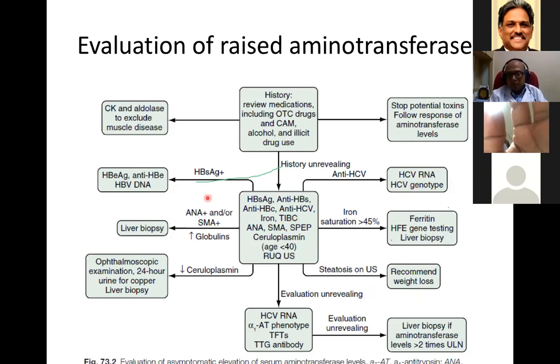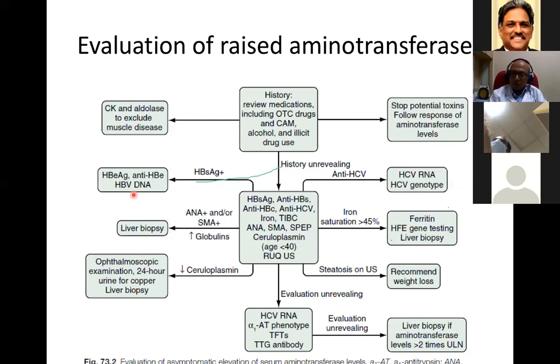And if they're HBsAg positive, then we go on to look at what stage they're in. One of the things that we do is HBe antigen and anti-HBe, which helps us to know whether this is a childhood infection or a more recent infection sometimes. And an HBV DNA quantification helps us to know whether there are high titers and whether we need to start thinking about treatment.